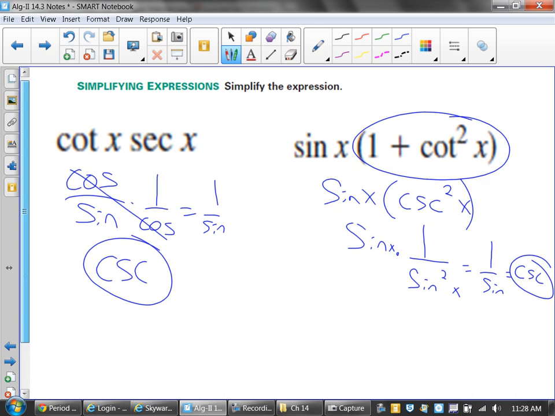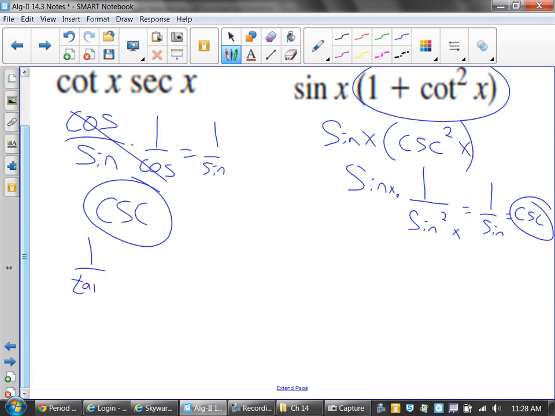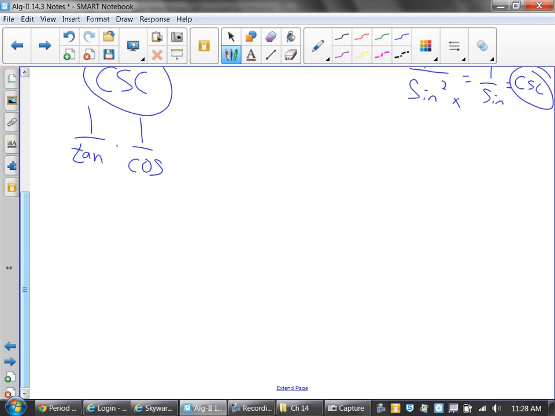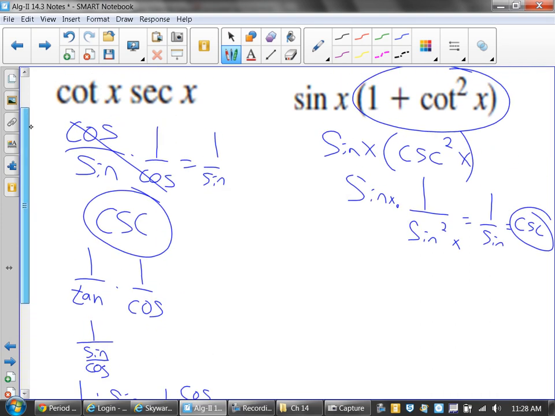If I wrote it as 1 over tangent times 1 over cosine, I would do the following. Tangent is sine over cosine, which turns out to be a complex fraction. So it's 1 divided by sine over cosine, which is 1 times cosine over sine, which is cotangent right off the bat. I'm just making my life a little bit easier by using those properties.